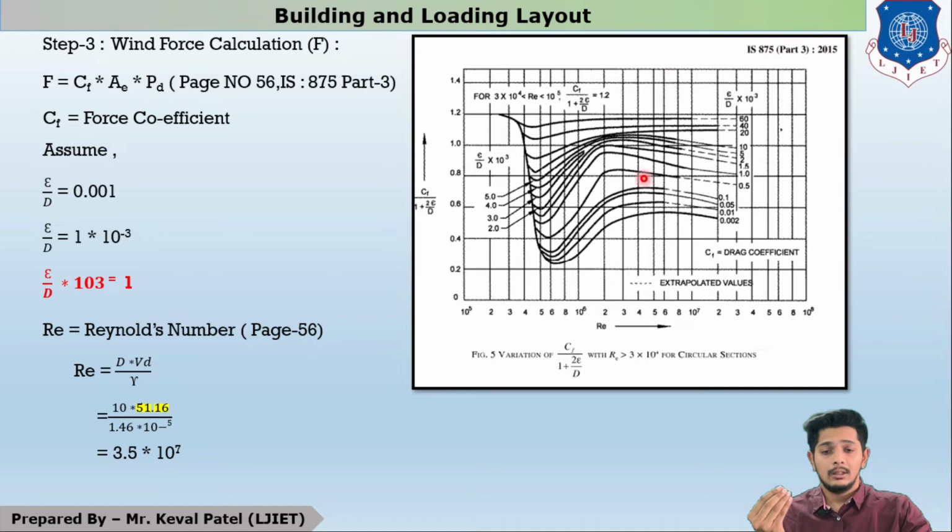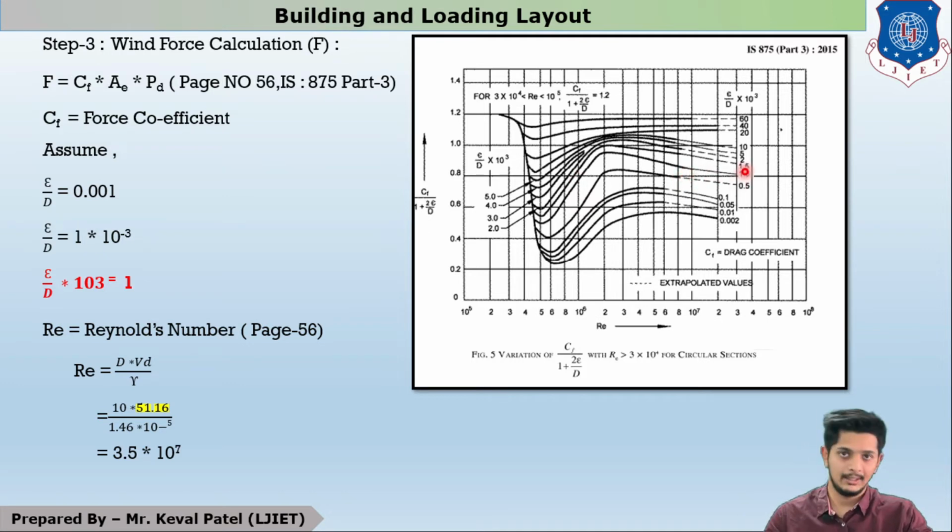So here the graph values or lines for CF, drag coefficient CF, are given in terms of epsilon by d into 10 raised to 3. So we are assuming it like that. So epsilon by d into 10 raised to 3 will be 1. So we are assuming that it is on the line for epsilon by d into 10 raised to 3 equal to 1. So on this line. So the values for CF will be on this line only.